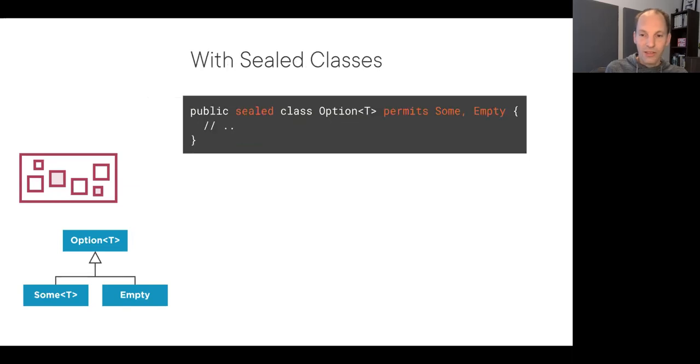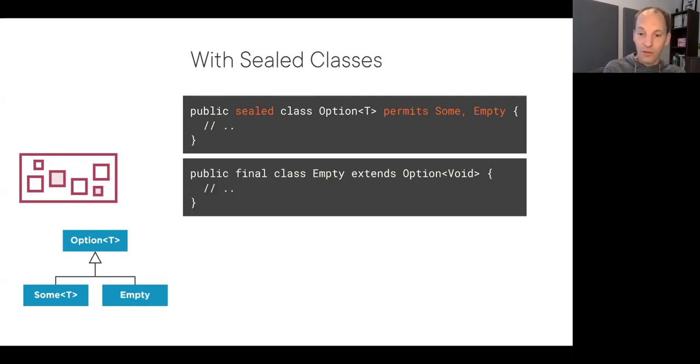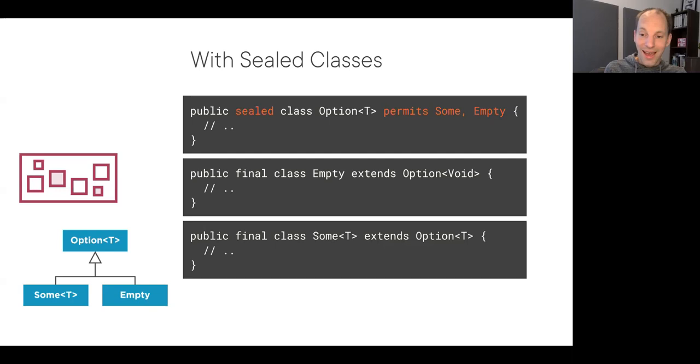So with sealed classes, we actually get a new keyword that we can use in our class definition, where we say public sealed class option, and then we get a list of permitted subclasses after permits. So we say that sum and empty are allowed to extend this option class, but that also means that no other classes can extend option. And this is exactly what we want to express in this scenario. And then we can just implement empty and sum as final classes that extend option. And that's possible because they're part of the permits list. And there can be no other subclasses of option in this case.